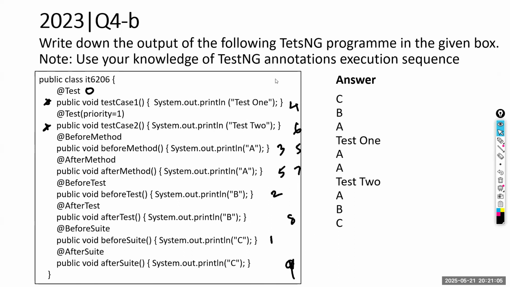So before suit, before test, then before method, then your first method, then after method, then again before method, then second test method, then after method, then after test, and then after suit. Okay.